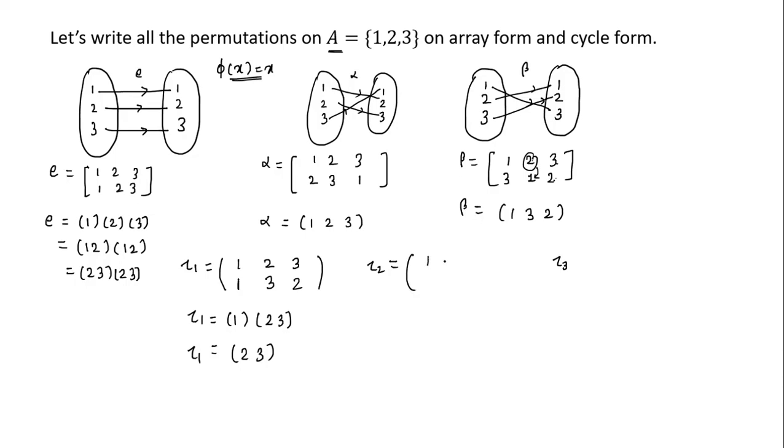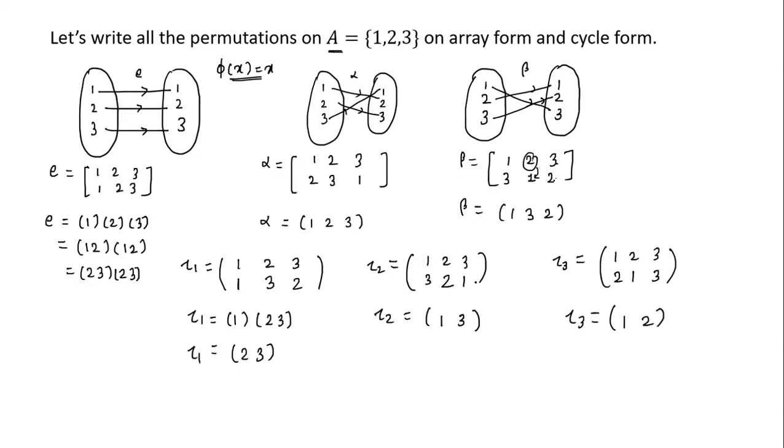Similarly, τ2 will be 1, 2, 3 with 2 fixed and 1 mapped to 3, 3 to 1, and therefore τ2 will be (1 3). And for τ3 we will have 1, 2, 3 with 3 mapped to itself and 1 with 2 and 2 with 1. Therefore in cycle form it will be (1 2). Okay, so these are the permutations on the set A is equal to {1, 2, 3}, and this is how we can write them in array form as well as cycle form.